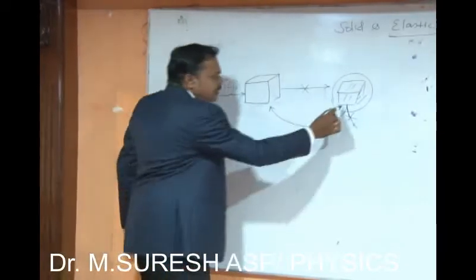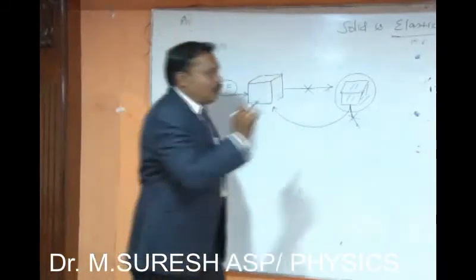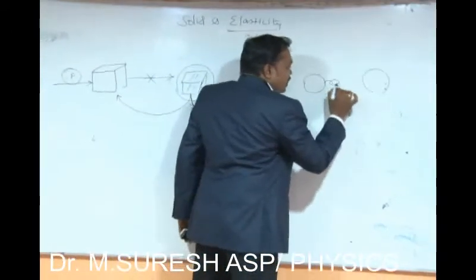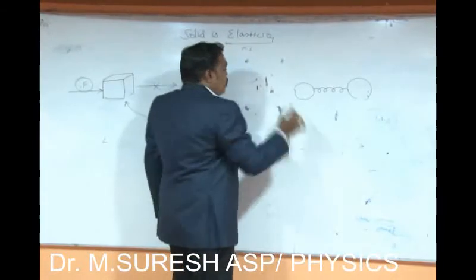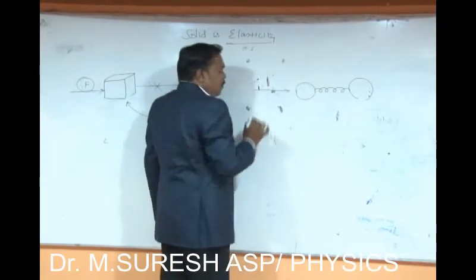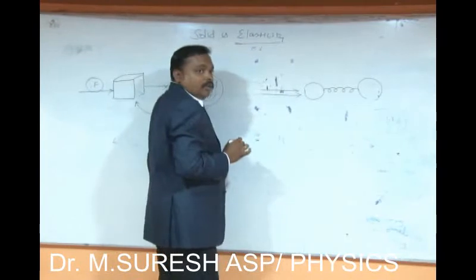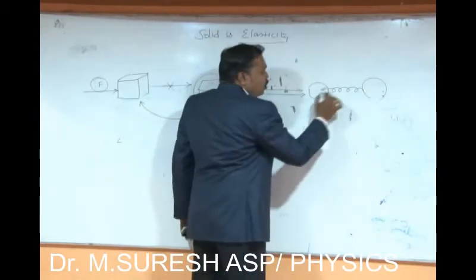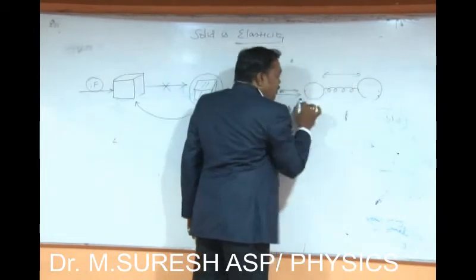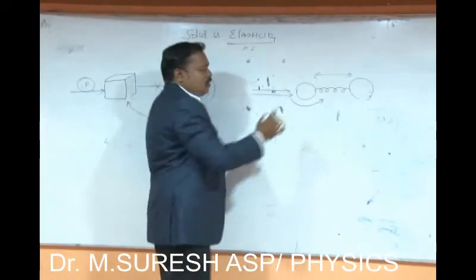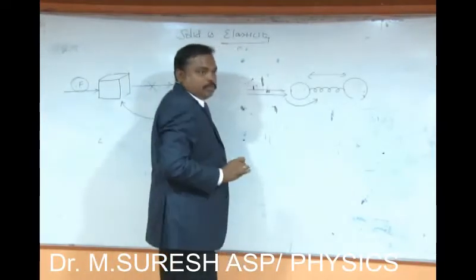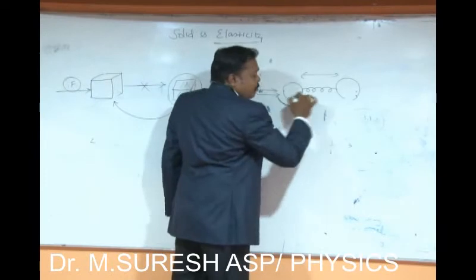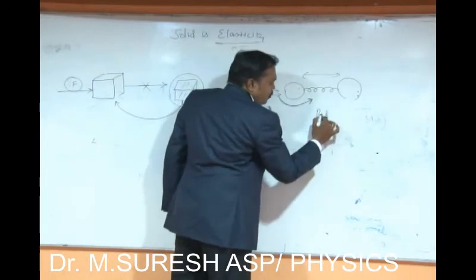So why does it return to its original shape? Once again we can go into the atomic level consideration. Let me consider these two atoms. Now by applying a force from the outside, I am trying to pull the atoms apart. If I want to pull the atoms apart, I need to do work against the bonding between the two atoms. So the work done by the external force will be stored in the material, in the atoms, as a potential energy.